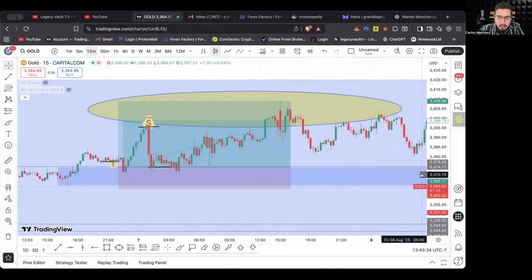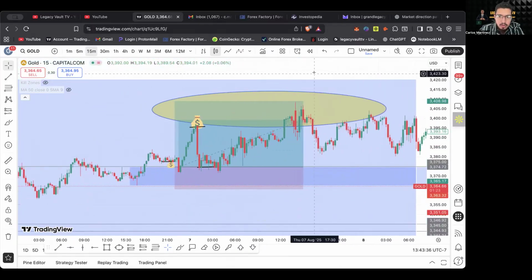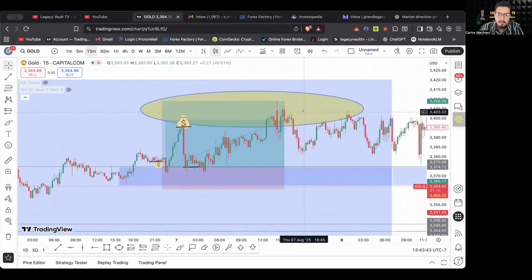So that's how you can manage your trade, and you can also see the continuation of the uptrend or downtrend by looking at these confirmation candles.